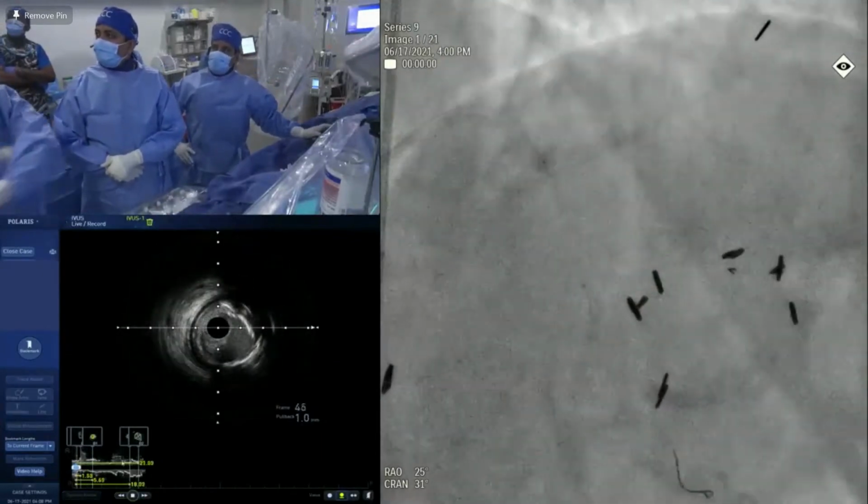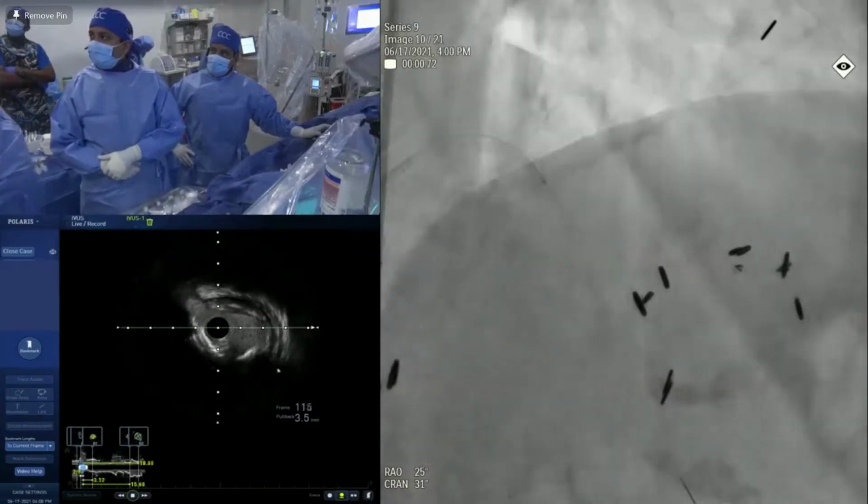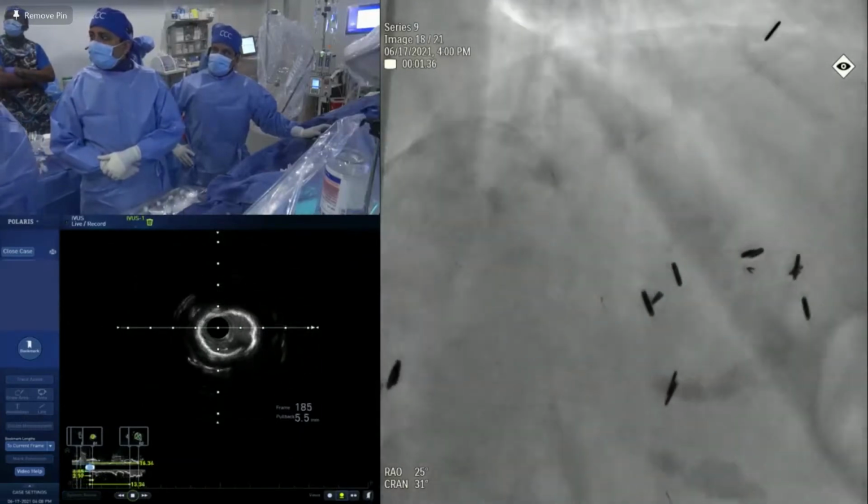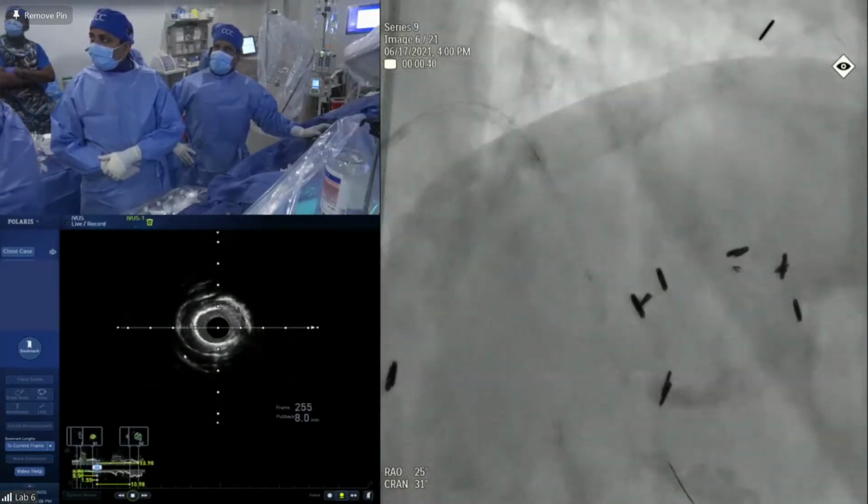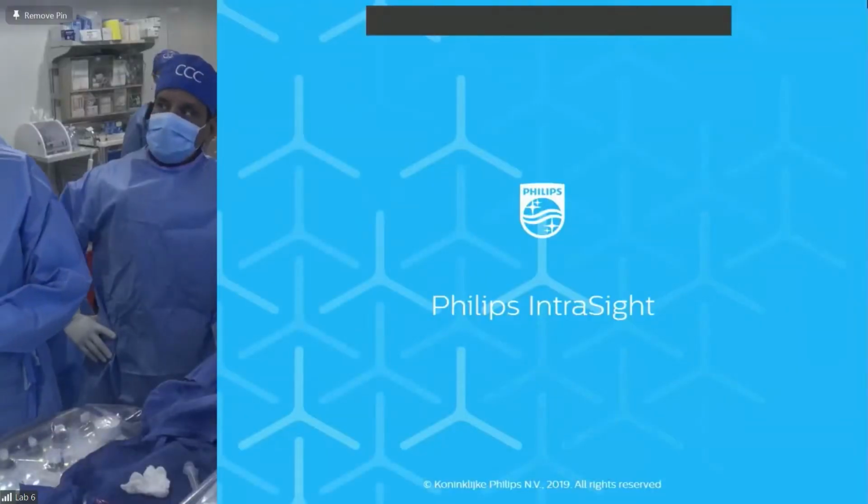Let's play the IVUS now. Yeah, we see 360 degrees of calcium with the shadow.